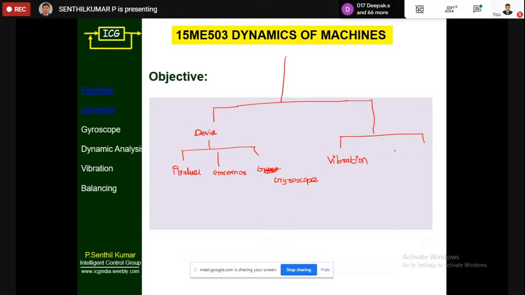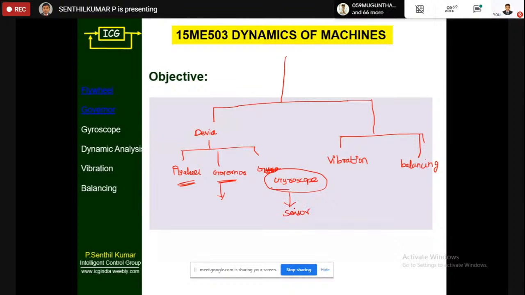Then automobiles. What is the reason for vibration? There are many reasons. One of the reasons is balancing. So these are the two important areas in properties of dynamic systems. Out of all these, nowadays we are not using the flywheel in many places because we are moving towards electrical systems. Governors we still use, but there are a lot of advancements, like electronic governors and electronic speed control. Gyroscope also has a lot of advancements, like sensors.